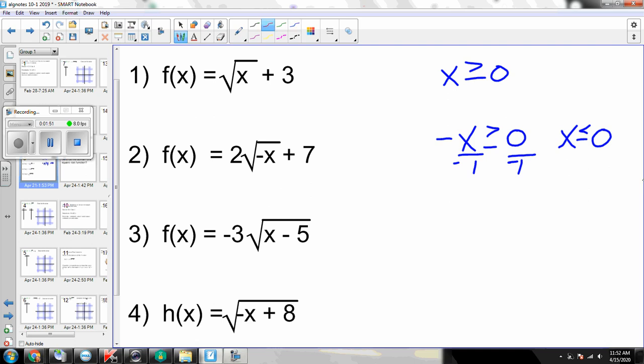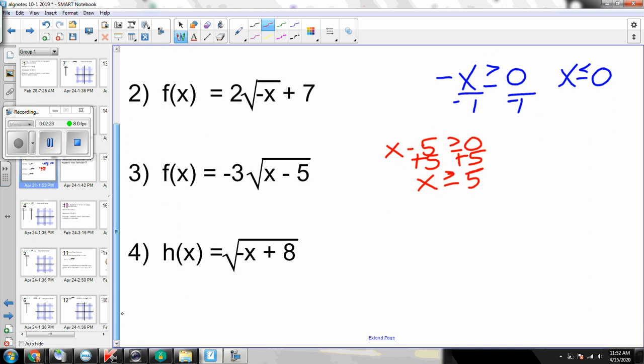On number 3, I'm trying to describe what values x could be. Under the radical, I have an x minus 5. That means x minus 5 has to be greater than or equal to 0. I want to describe what x can be, so I'm going to solve this inequality for x by adding 5 to both sides. So x can be any number greater than or equal to 5. All real numbers greater than or equal to 5.